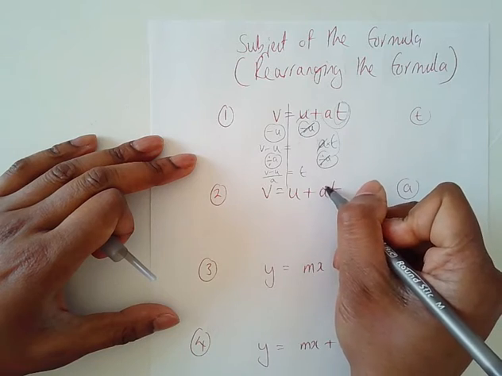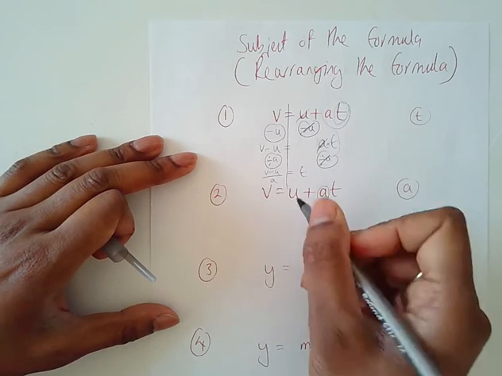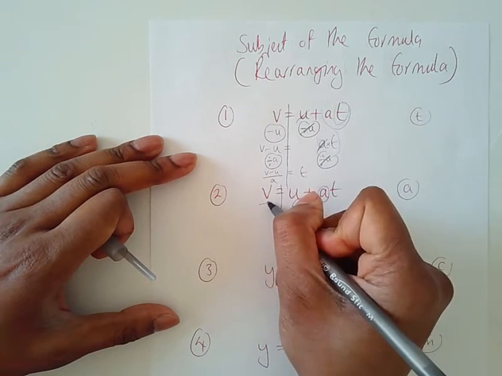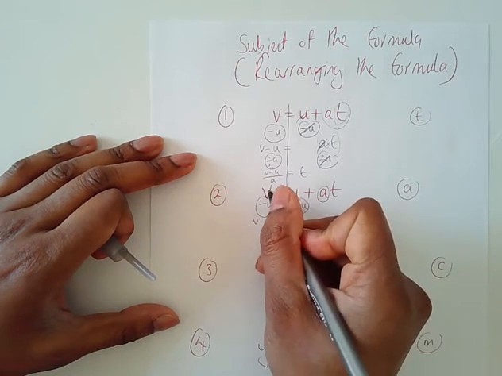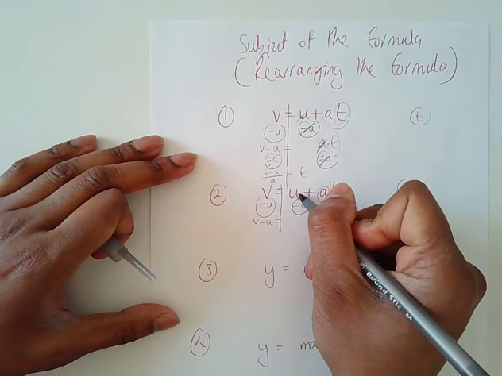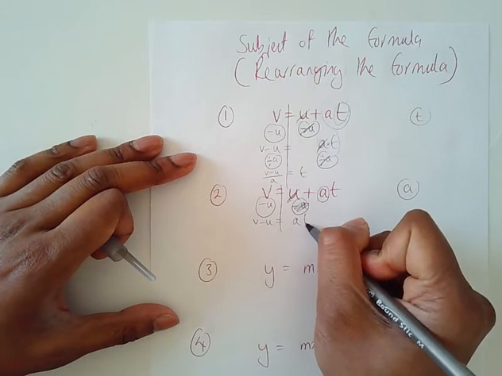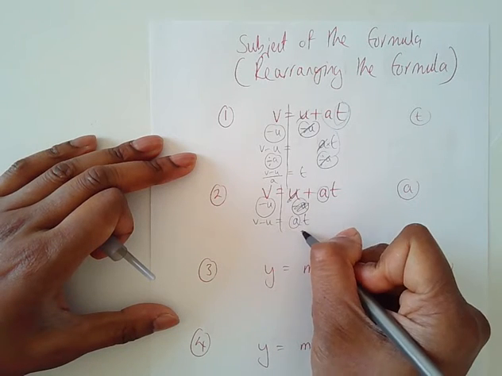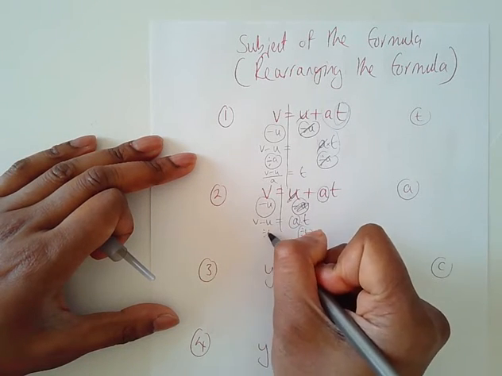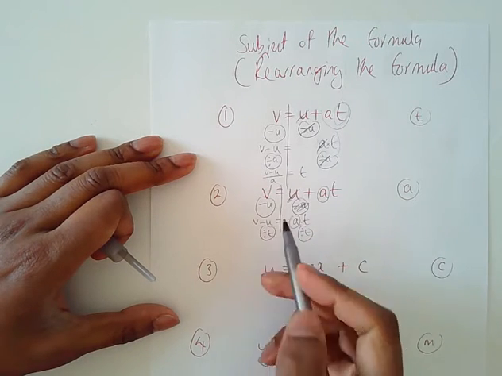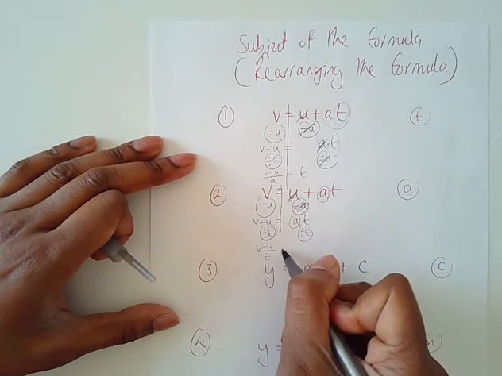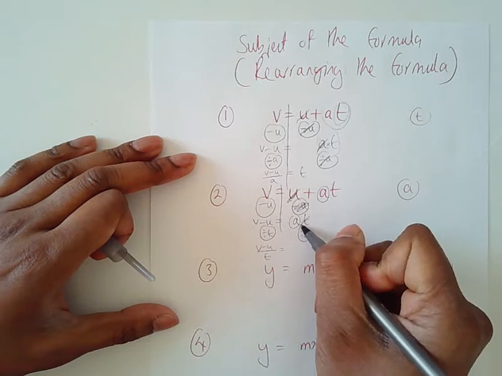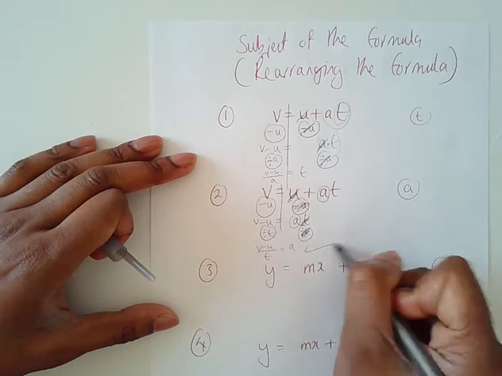This time I want to make A the subject of the formula. So same thing again, to get rid of plus U, you take away U. What you do this side, do on the other side. So that's V minus U. U take away U, they knock each other out, you're left with AT, A times T. To get rid of times by T, you divide by T. So that's V minus U divided by T. T divided by T, they knock each other out, you're left with A.